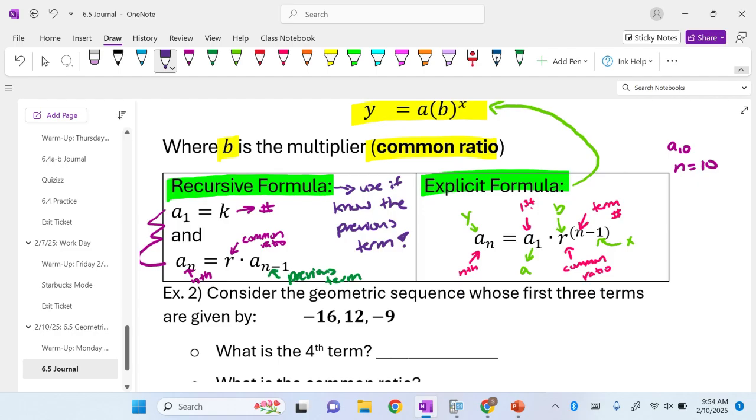So for example, if I asked you to find the 30th term, if they did not give us the 29th term already, we should use the explicit formula. All right. But if they asked me to find the 4th term and they already gave me the first 3, recursive would be the easiest thing to use. So when switching between the two formulas, when in doubt, use explicit. But the recursive formula can come in handy when you're just trying to find a fairly low term.